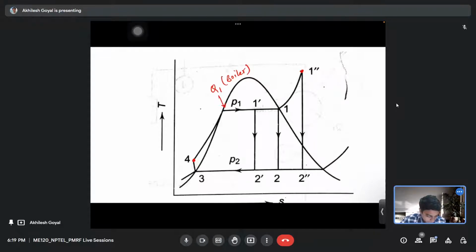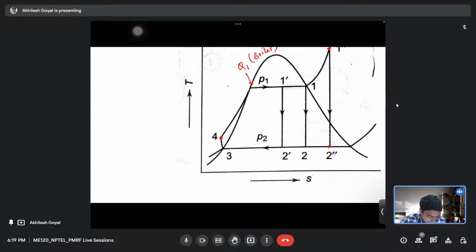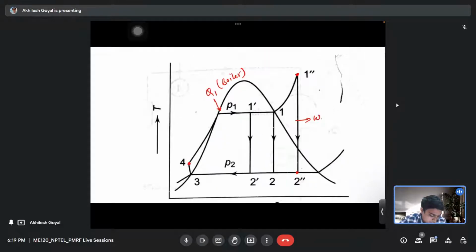From 1 double dash to 2 double dash, or 1 to 2, or 1 dash to 2, that is our turbine work that we receive from the turbine. The third one is from point 2 to point 3, that is heat rejection Q2 in the condenser. And the fourth one is from 3 to 4, that is our Wp in the pump. Work is done on the system.